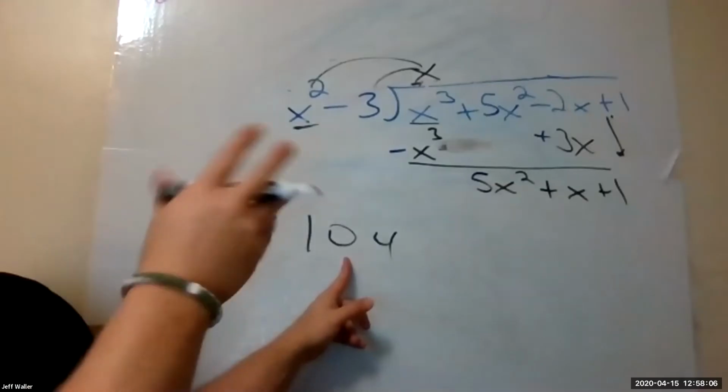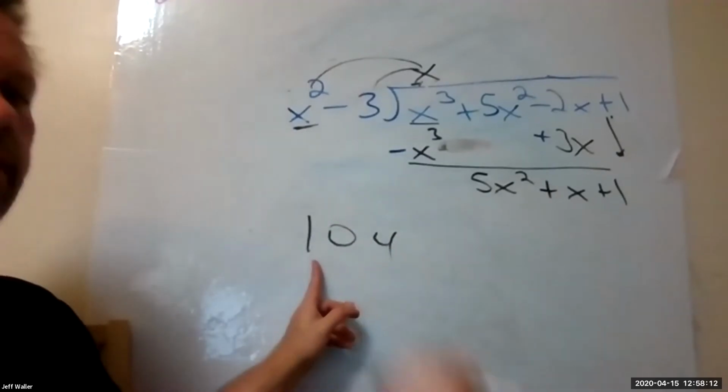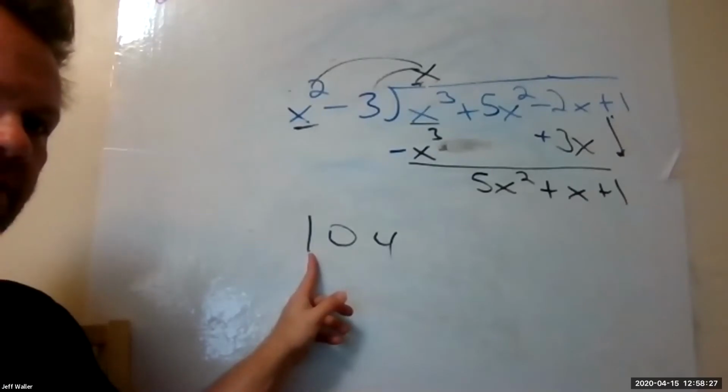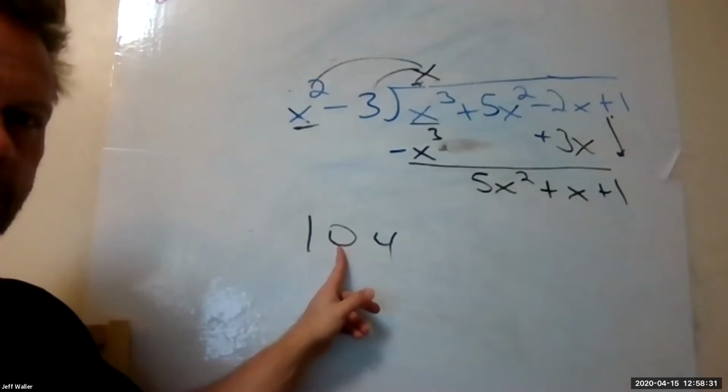It might be a very strange question, but 104. Okay, I like it. What does that 1 mean? 100. What's that 4 mean? 4 ones. What does that 0 mean? Hundreds. 1 is 100s. The next place is tens. So what does that 0 mean? No tens.